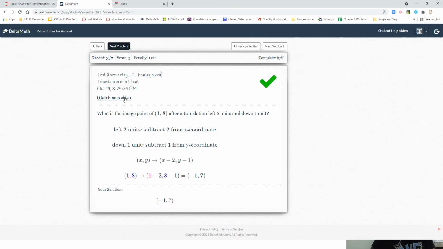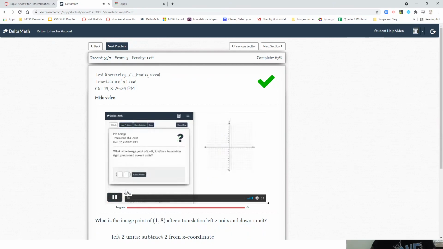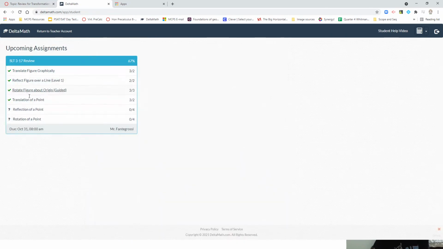And let's say you were lost. You click on this video. Translation of a point. And there's videos. What is the image of the point -5, 2? After a translation, right 3 units. So you could watch those if you wanted. You have to get 2 right. Once you get 2, you can move on to the next section. But you can move on to the next section anyway. You just hit back, and we could just leapfrog out of here and just go into the next one.